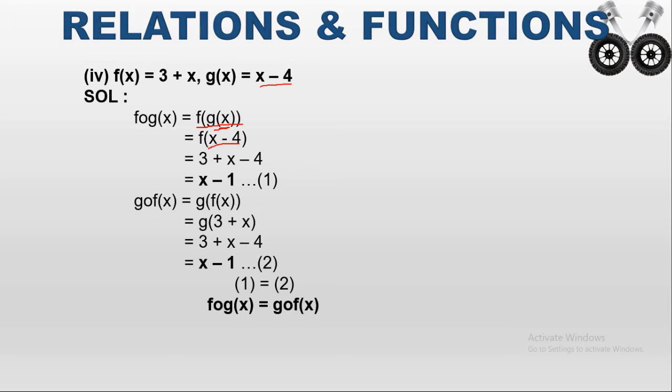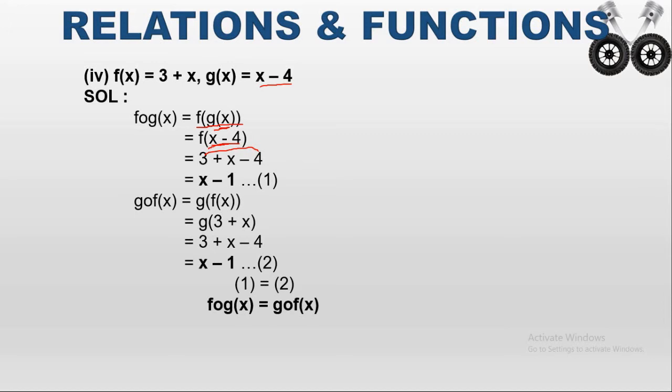So f of x is 3 plus x. So wherever x, you have to substitute x minus 4. So it will become 3 plus x minus 4. So 3 minus 4 will become minus 1. So x minus 1. So that is equation 1.